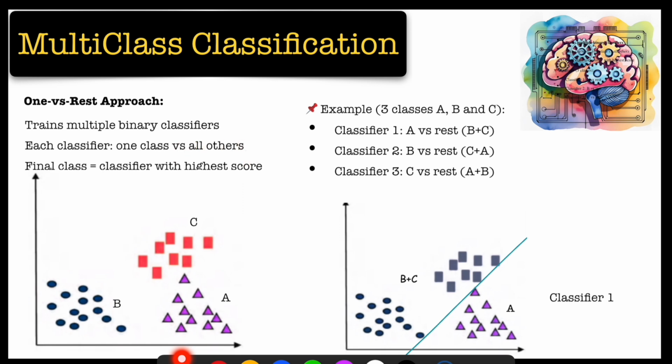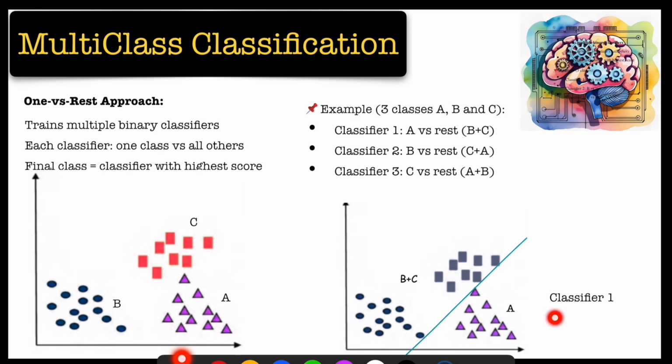Let's see the example. We have three classes A, B, C here, so there will be three binary classifiers. Classifier 1 will be A versus rest, meaning B and C. Classifier 2 will be B versus rest, C plus A. Classifier 3 is C versus rest, A plus B.